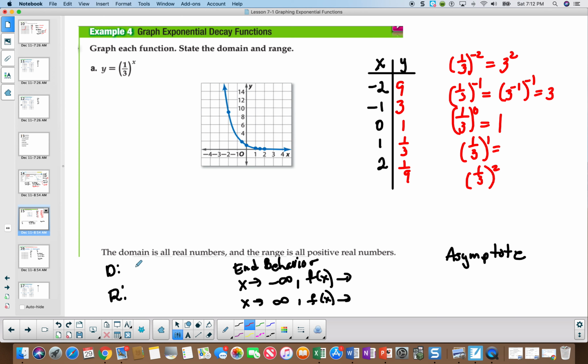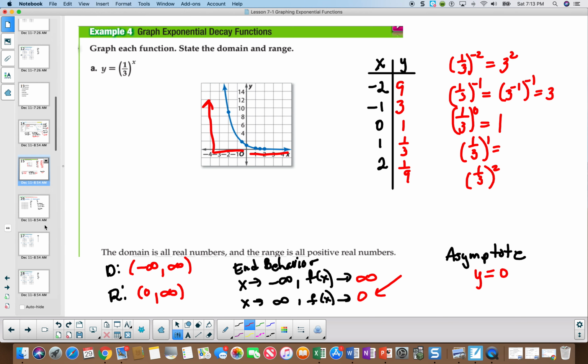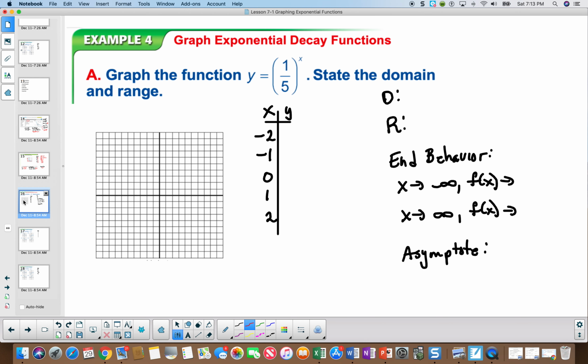So the domain is going to be all real numbers. You can put any number in there. Range is going to be 0 to infinity, not including 0. And behavior, as x approaches negative infinity, f of x is getting bigger. So as it goes this way, it wants to go up. But as it goes this way, it wants to stay at 0. This is going to tell us that we have an asymptote, and that's going to be y equal to 0, or the x-axis. Okay, let's go ahead and graph another one.